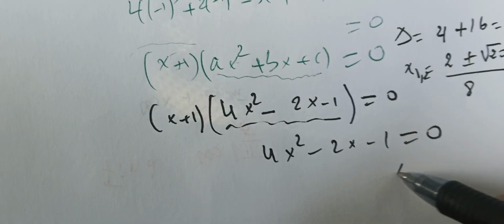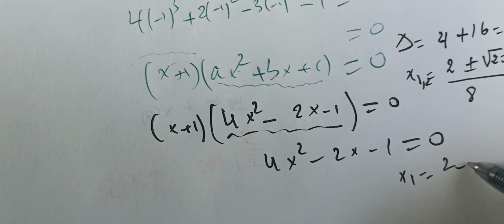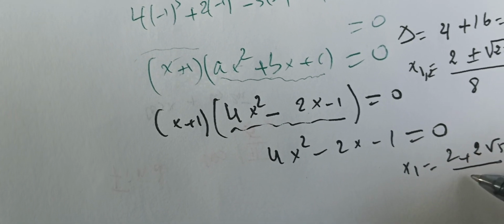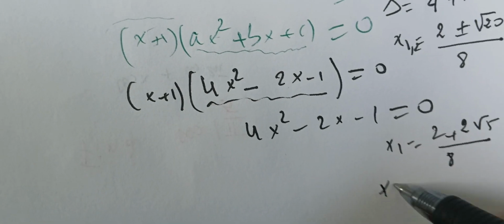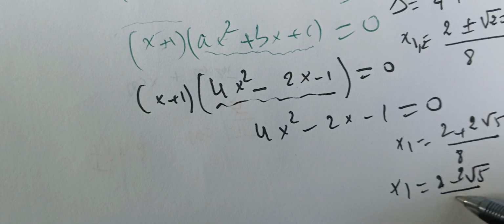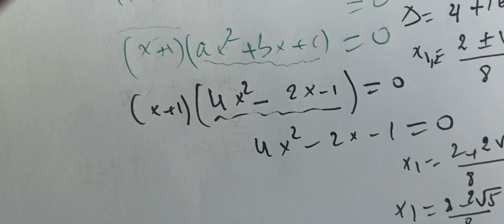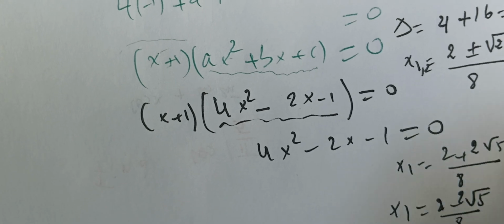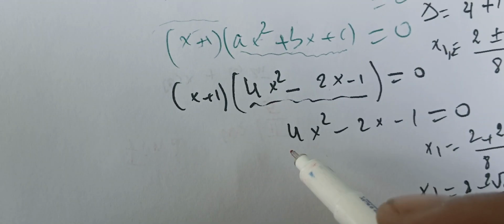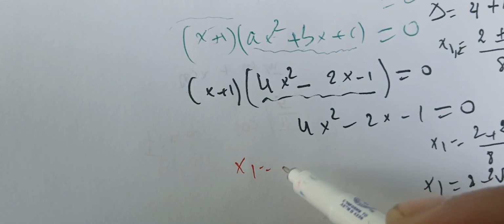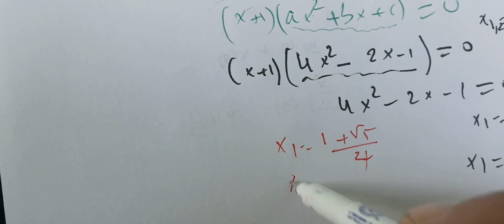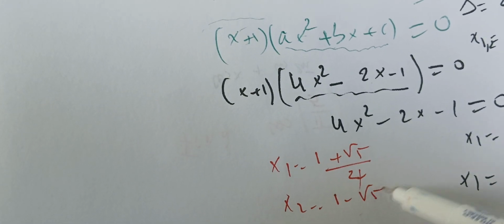The first solution, x1, is gonna be 2 plus 2 square root of 5 over 8. And the second one is gonna be 2 minus 2 square root of 5 over 8. Therefore, remember that pi over 5 is a solution. Okay, so I have x1 is 1 plus square root of 5 over 4, and x2 is going to be 1 minus square root of 5 over 4.